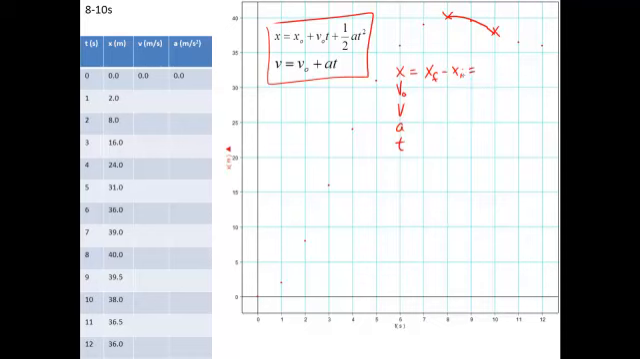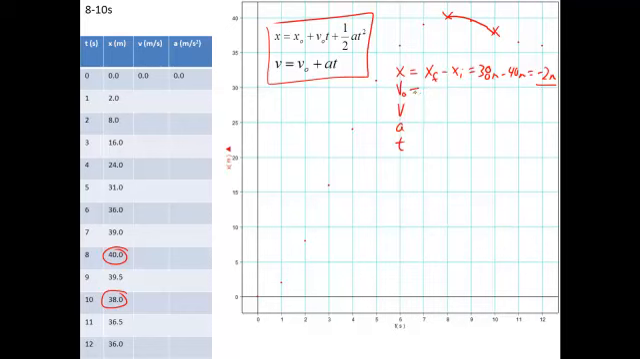My change in position, remember, that's always final position minus initial position. So we went from 40 to 38. So I'm going to take 38 meters minus 40 meters, and I'm going to get negative 2 meters. So we started off at 40, went back to 38, so that's why I got a negative 2 meters there.